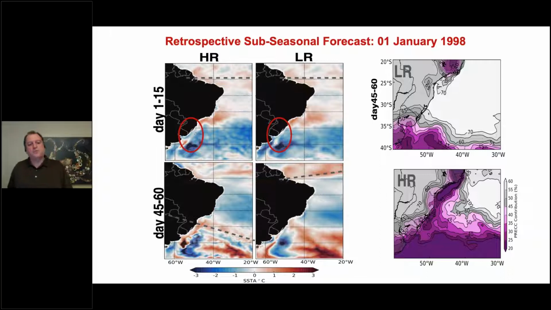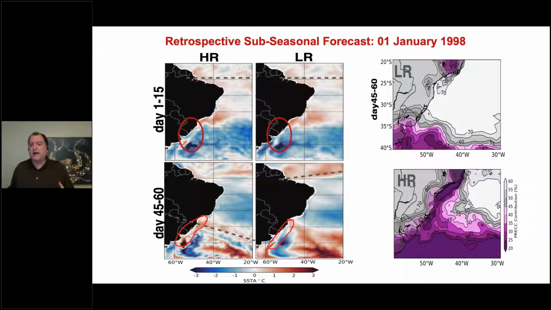This is days 1 through 15. These are SST anomalies in the high resolution model and the low resolution model. You can see they're fairly similar. But what starts to happen in this region of this narrow boundary current is that it starts to really spin up, and you can see it's much warmer than it is in the low resolution model in this region.